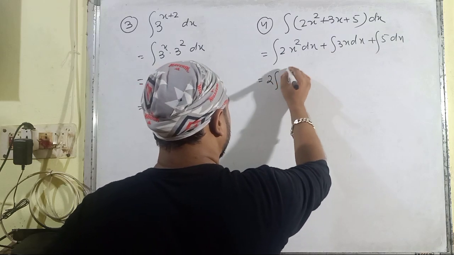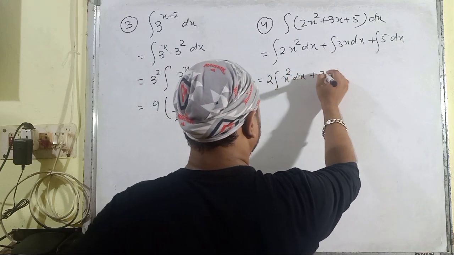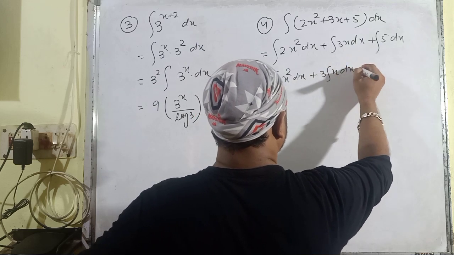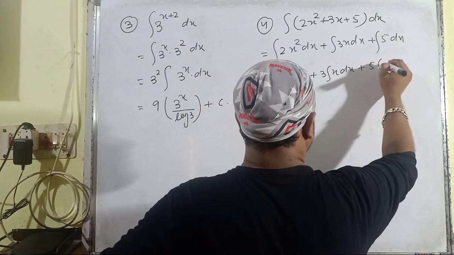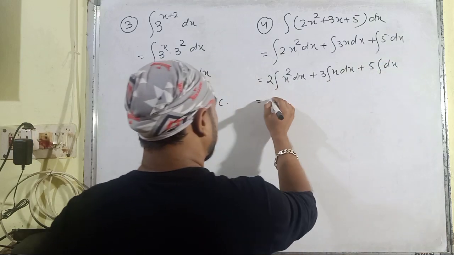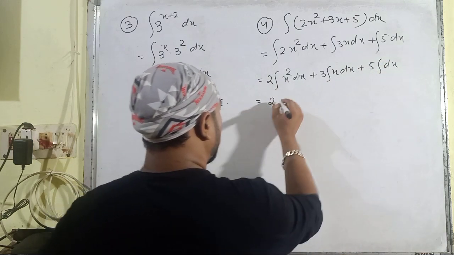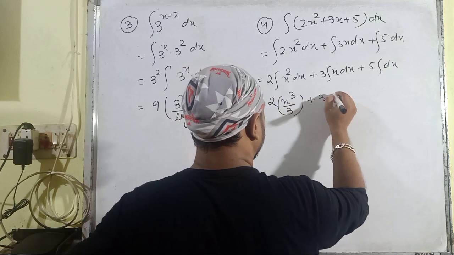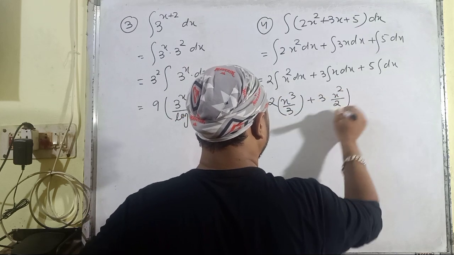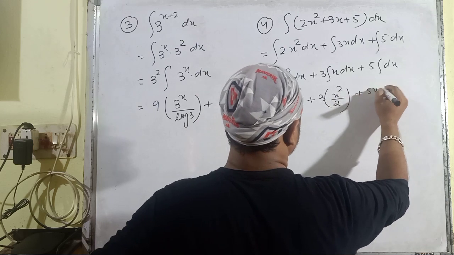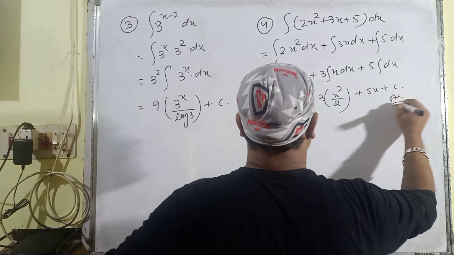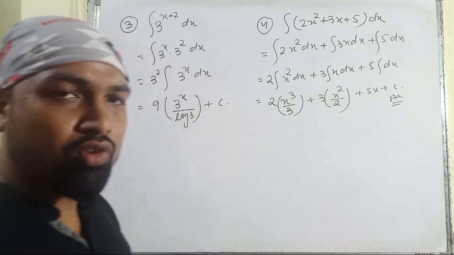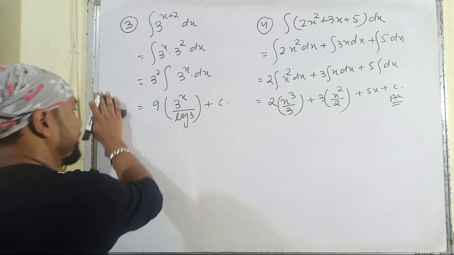2 multiplied with the integral of x square dx plus 3 multiplied with the integral of x dx plus 5 multiplied with the integral of dx. Then it will be 2 multiplied with x to the power 3 divided by 3 plus 3 multiplied with x to the power 2 divided by 2 plus 5x plus any constant c, and this will be the answer for problem number 4. Then moving to problem number 5 and onwards.